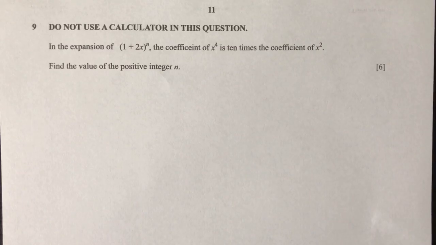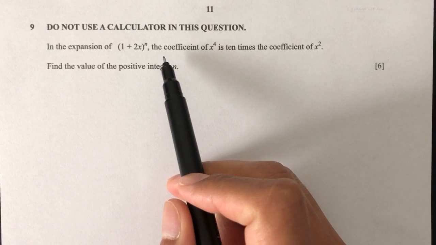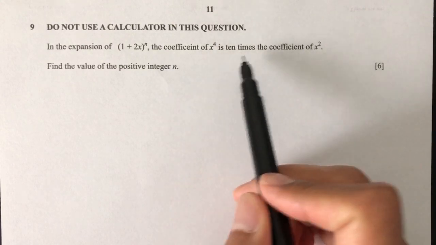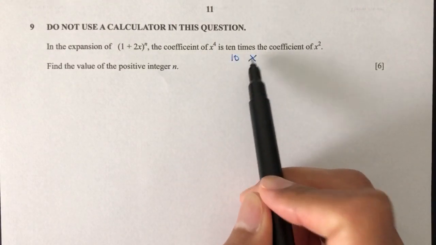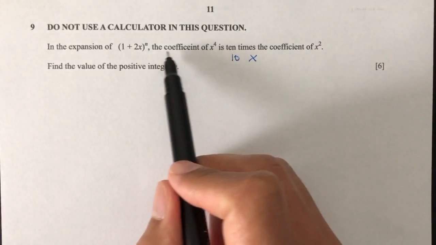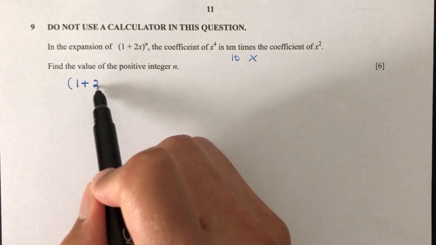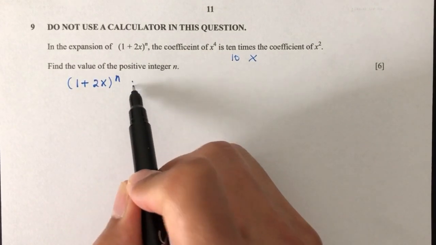Question number 9. Do not use a calculator in this question. So in the expansion of this, the coefficient of x power 4 is 10 times the coefficient of x power 2. So we just need to find those two coefficients from this. So we have (1 plus 2x) power n.